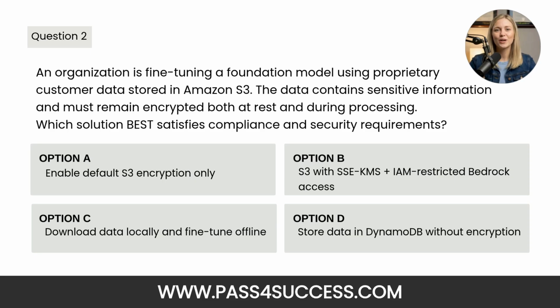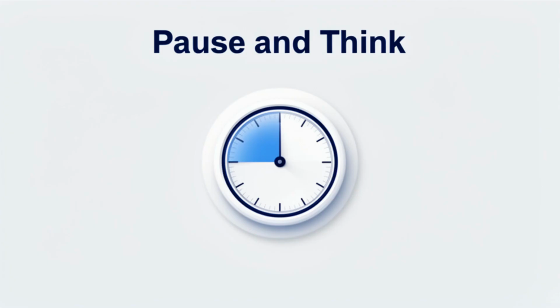Question 2. An organization is fine-tuning a foundation model using proprietary customer data stored in Amazon S3. The data contains sensitive information and must remain encrypted both at rest and during processing. Which solution best satisfies compliance and security requirements? A. Enable default S3 encryption only. B. Use S3 with SSE-KMS and restrict Bedrock access via IAM. C. Download data locally and fine-tune offline. D. Store data in DynamoDB without encryption. Take a few seconds to think.